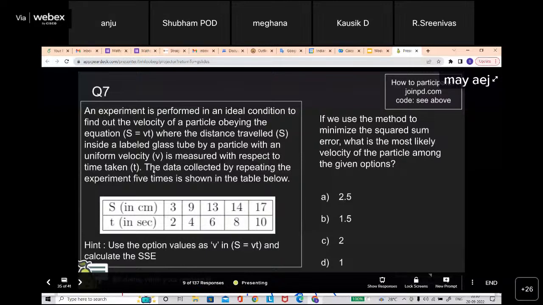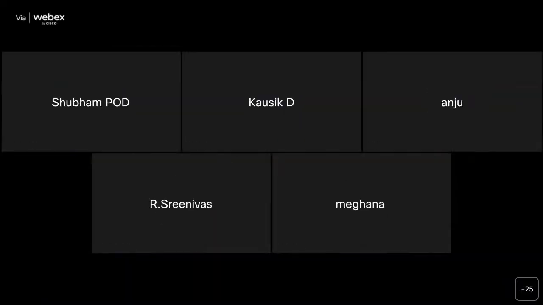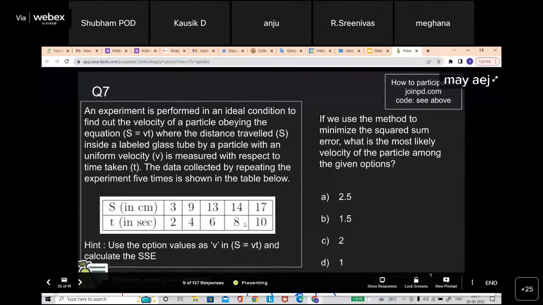Okay, using that, this experiment is done multiple times. Assume that the velocity of the particle is 2, and time and s are noted here. According to that, the data is calculated. Similarly, assuming that v is 1.5, the data is calculated here. Assuming that velocity is 2, sorry, mistake. The data with respect to time and s is calculated, assuming that these velocities are given.